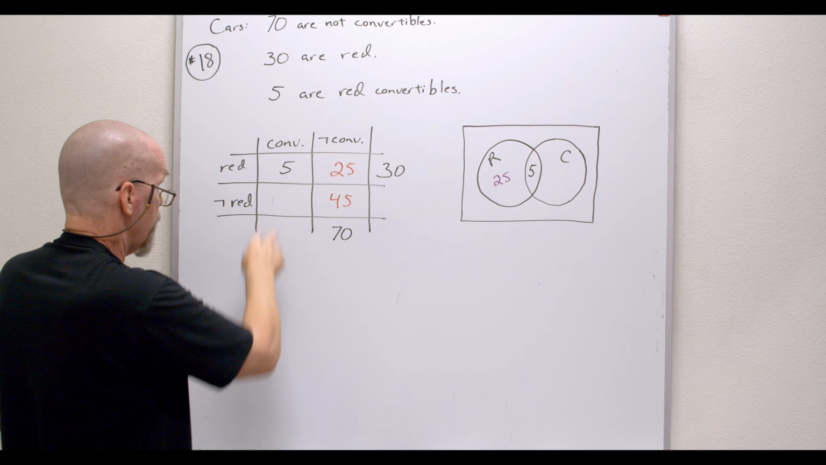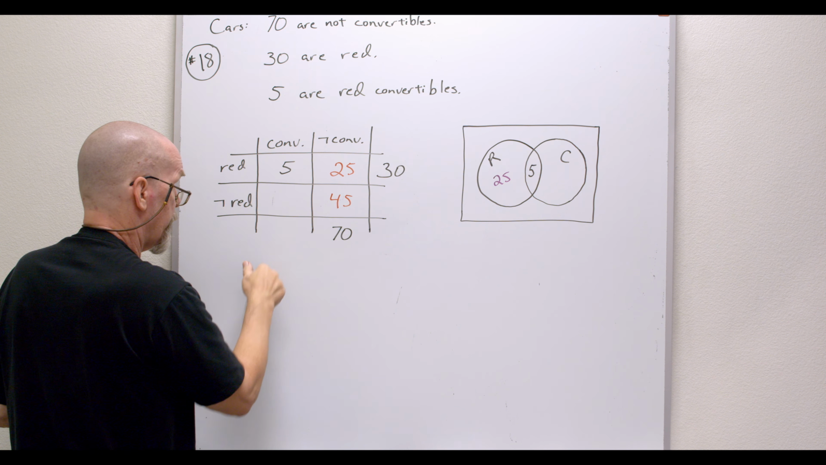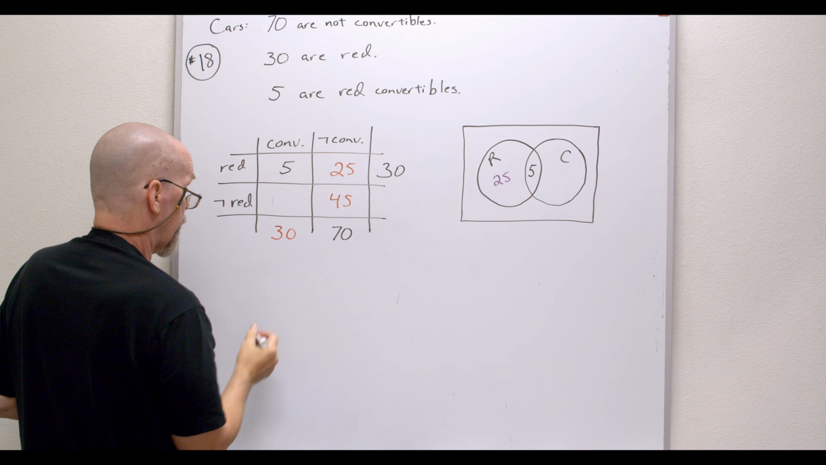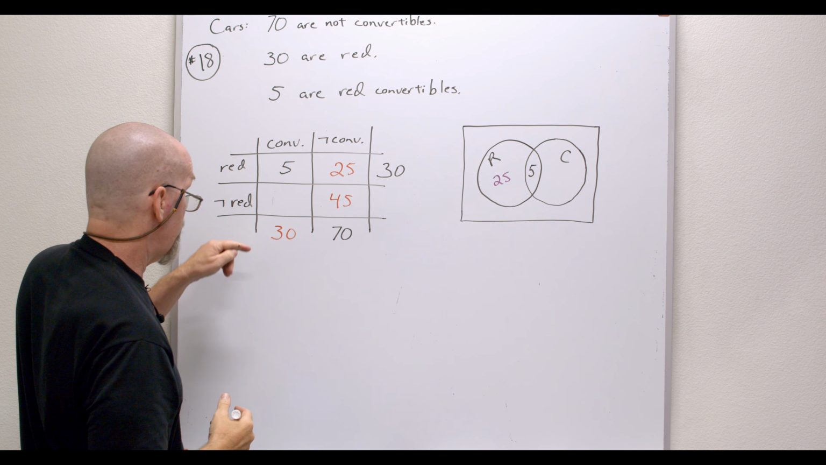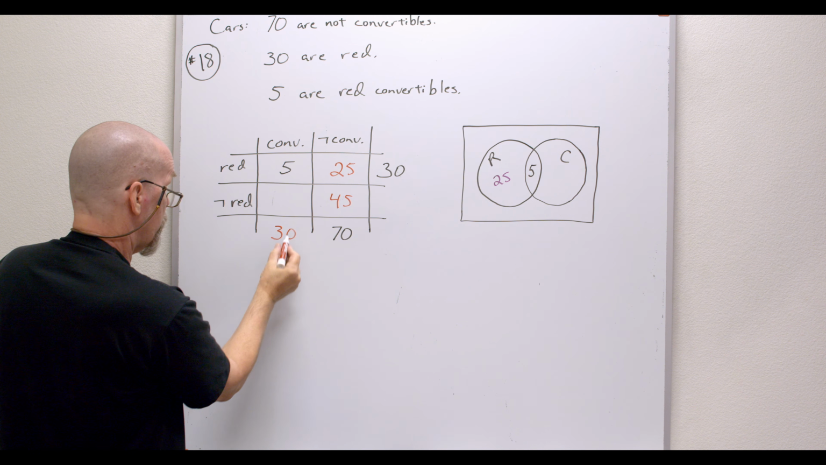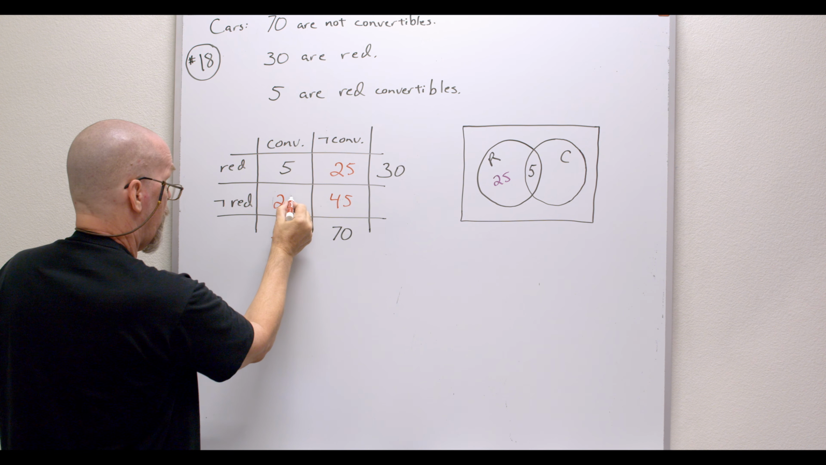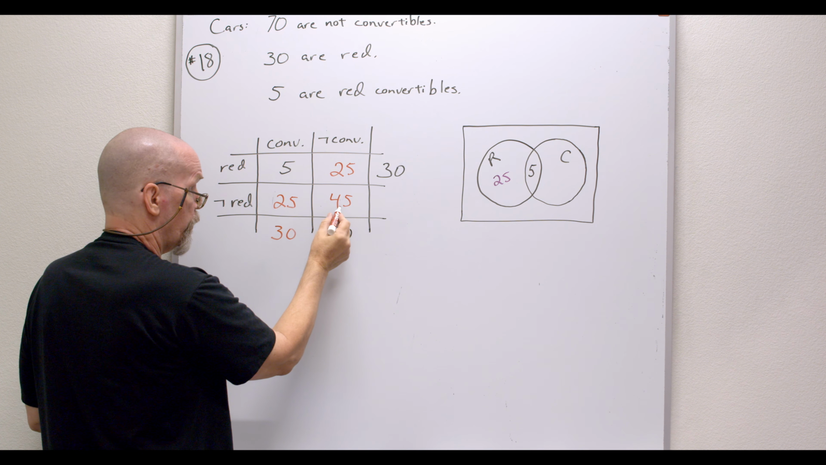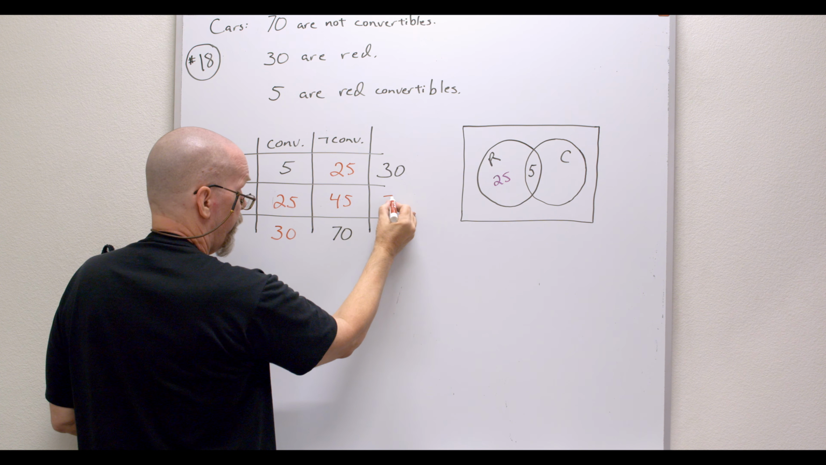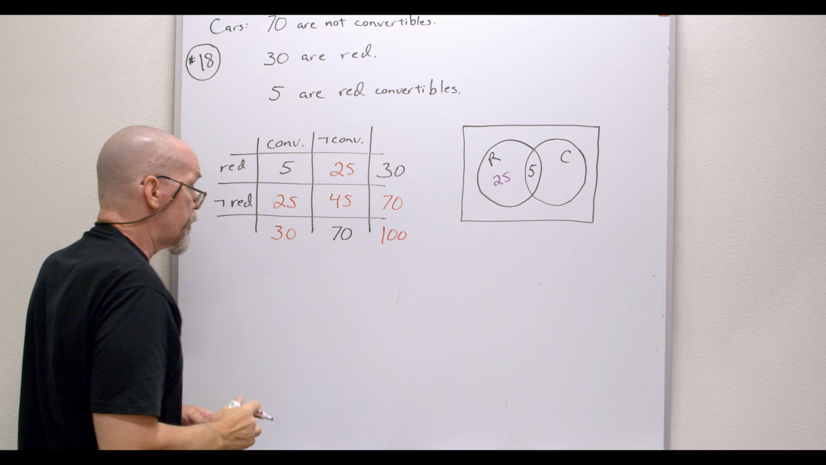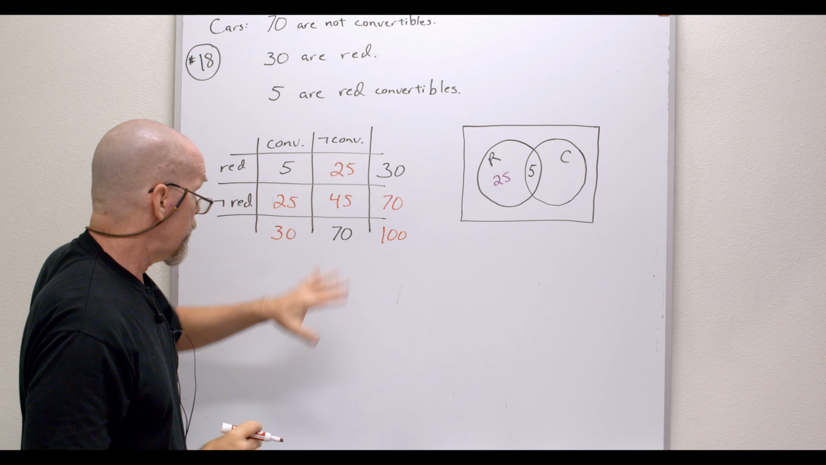Like if I had something about the total number of convertibles, if it was, for example, 30, then I could continue onward, and I could say, well, if I have a total of 5 red convertibles and the number of convertibles is 30, it must leave 25 to be non-red. And then I could finish filling this out in that way. 25, 45, that's 70. That would make a total of 100. So if it were just the number of vehicles, I need one more bit of information.